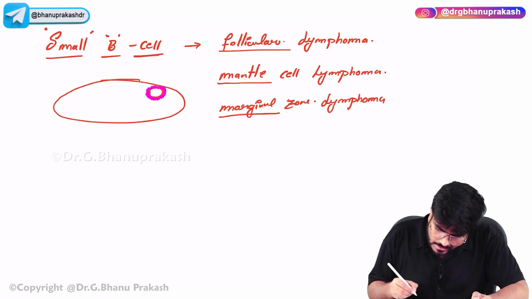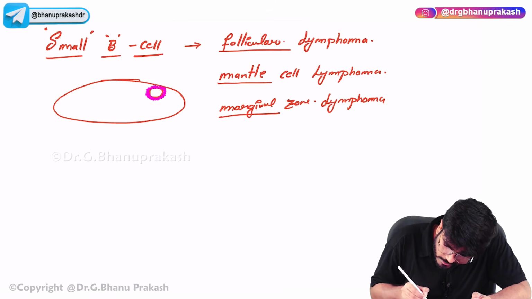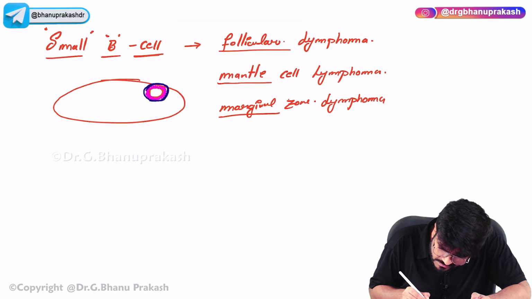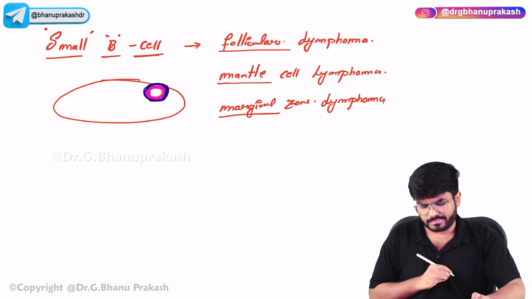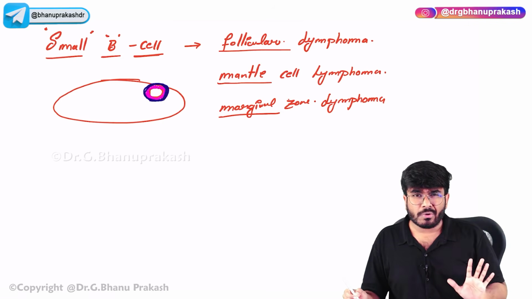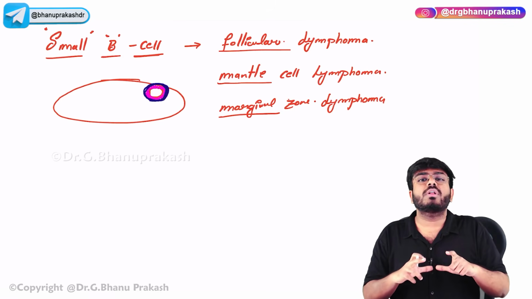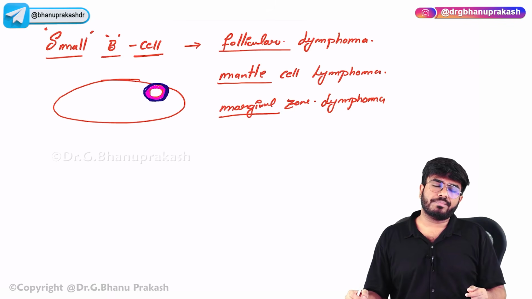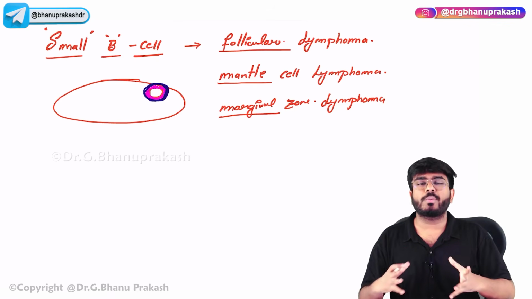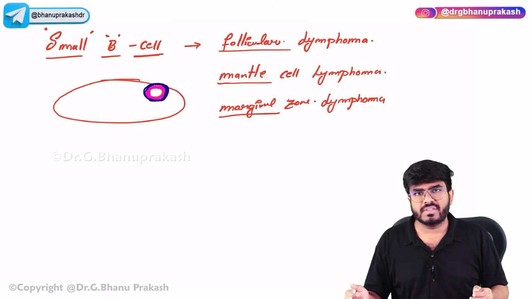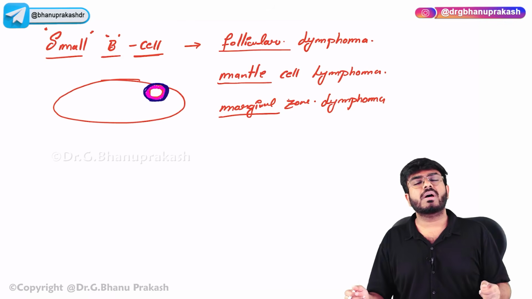Next, surrounding this region, there is the marginal zone. Usually the marginal zone is not there unless there is a chronic inflammatory condition. So there is a marginal zone in the lymph node, in the cortex only. Now, if this marginal zone shows neoplastic proliferation of small B cells, and there is expansion of this marginal zone, then it is called marginal zone lymphoma.